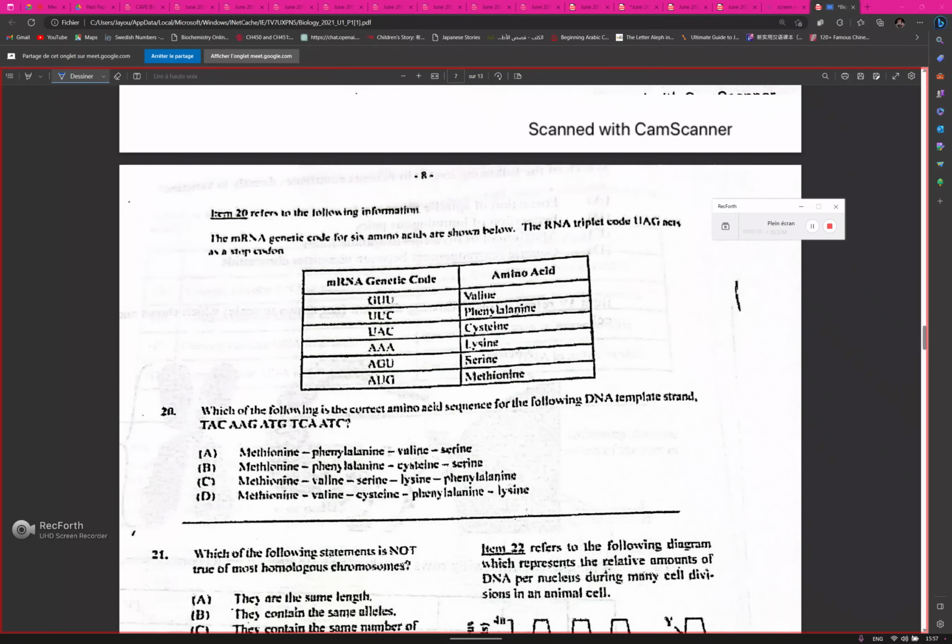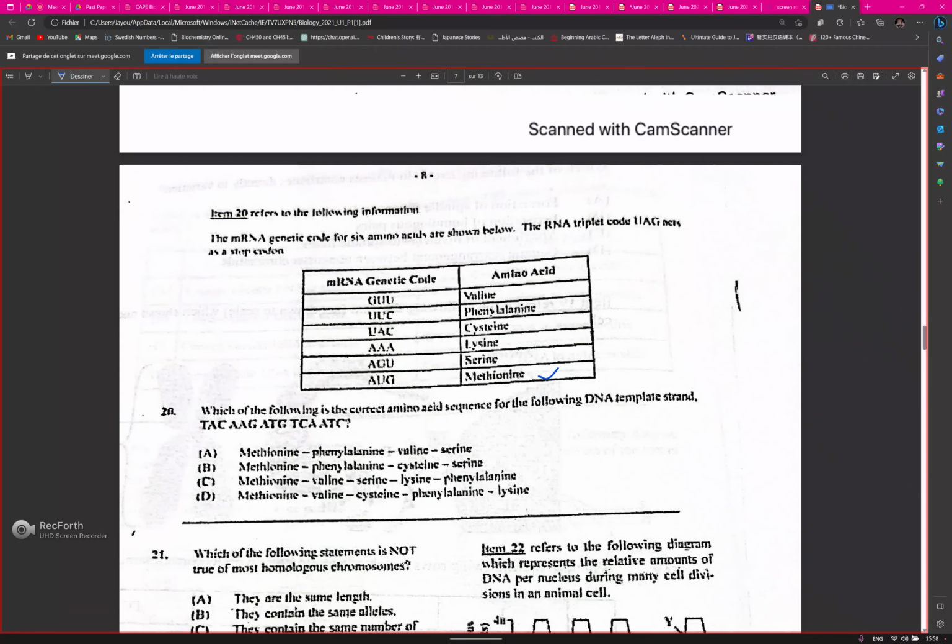mRNA genetic code for 6 amino acids are shown here. The RNA triplet code, what would this be? UAG acts as a stop codon, right? Which of the following is the correct amino acid sequence for the following DNA template strand? TAC. What would TAC be? AUG. Right, so it has to be methionine. Okay, it has to be this, right?